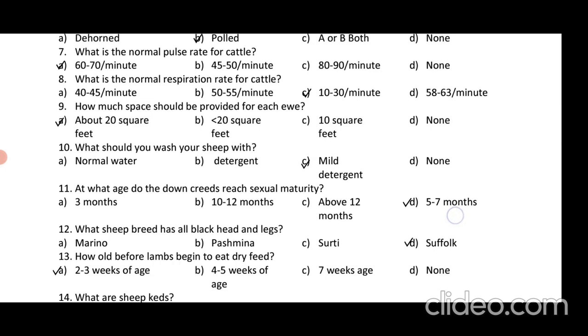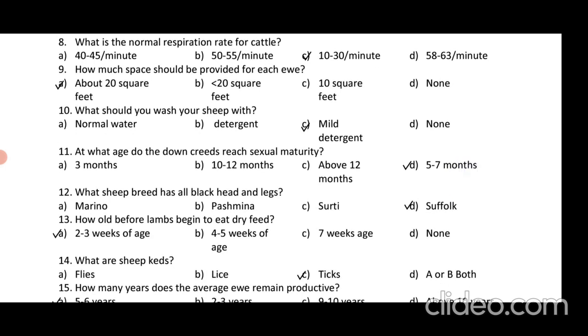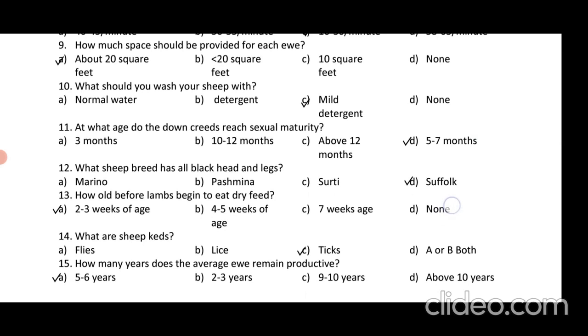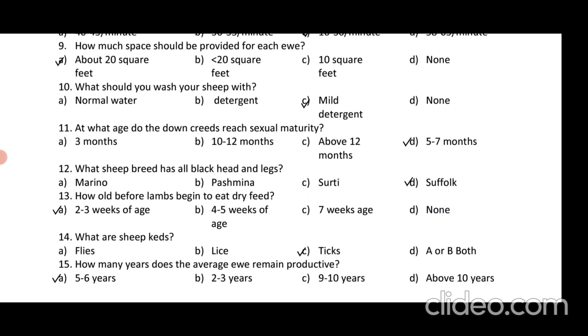What are sheep keds? Ticks. There is a tick named the sheep ked. How many years does the average ewe remain productive? 5 to 6 years. For 5 to 6 years the ewe remains productive.